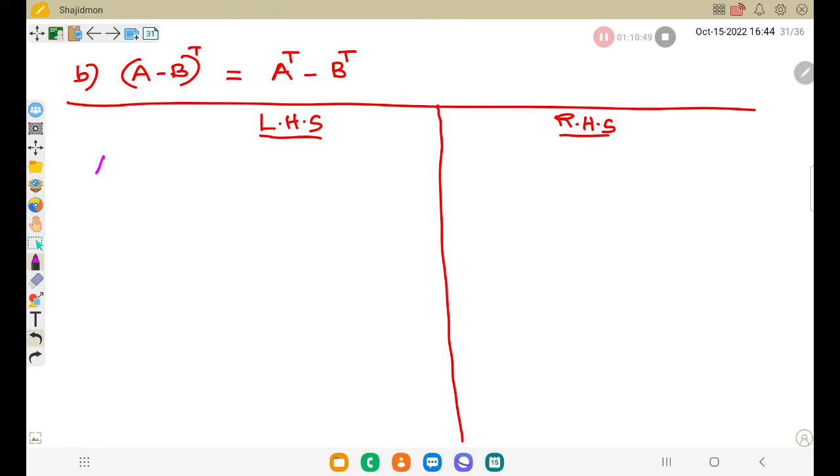So left hand side. First we do the A minus B matrix, after that the transpose. You can see what the A minus B matrix is. It is given in the question. The A matrix is given and the B matrix was given, correct? From that, find the A minus B matrix.